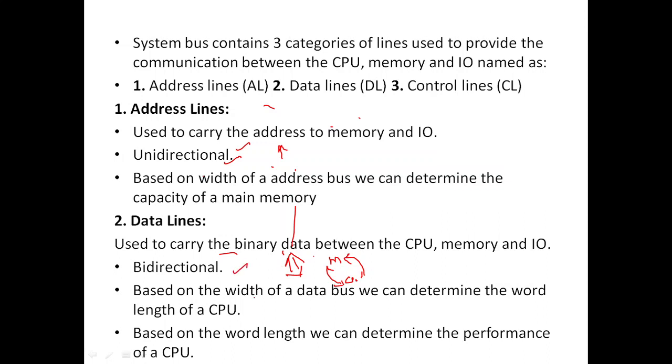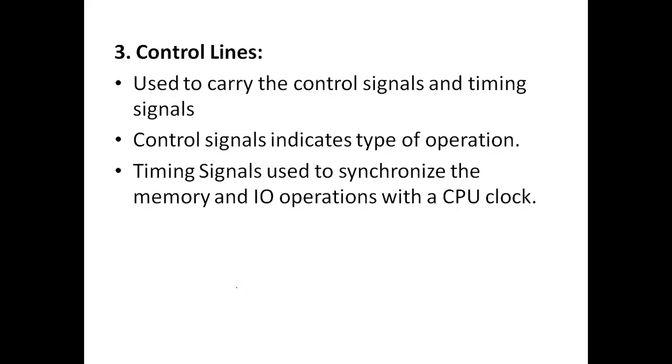It is a bidirectional one. Based on the width of the data bus, we can determine the word length of a CPU, whether it is 32-bit, 16-bit, or 64-bit. This word length we can determine by making use of the data bus. And the last one is the control bus. What is the major task of this control bus? It is used to carry the control signals and the timing signals. This control bus indicates the type of operation. It is used to synchronize the memory and the IO operations. Without this control bus, we can't perform the operations in a synchronized manner.